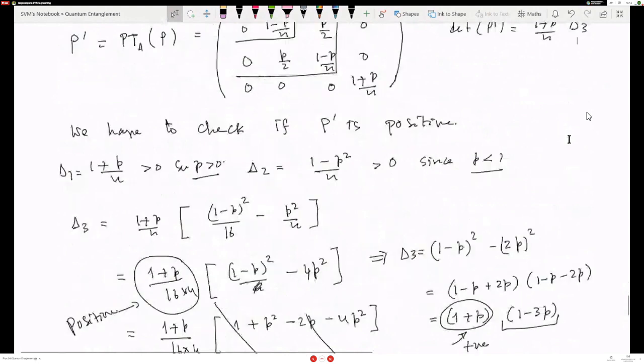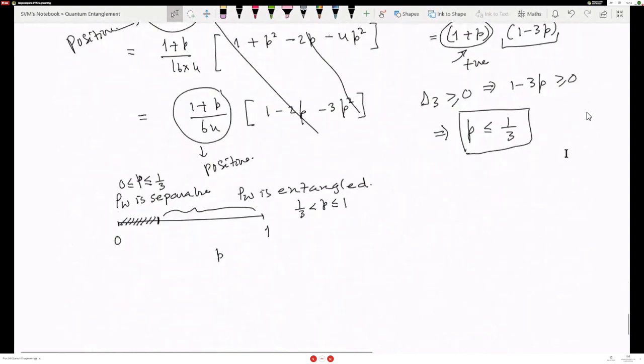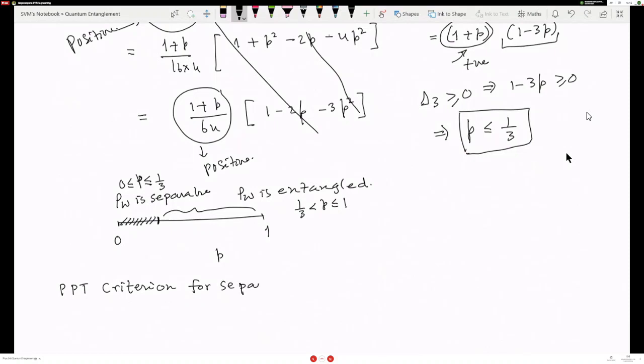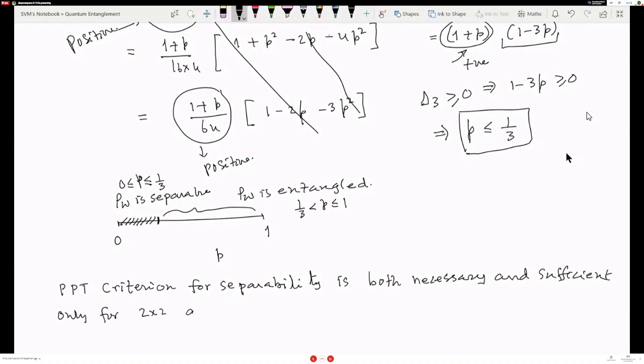Okay, so now let me tell you that this condition, the PPT criterion for separability, is both necessary and sufficient only for 2 cross 2 and 2 cross 3 bipartite systems.